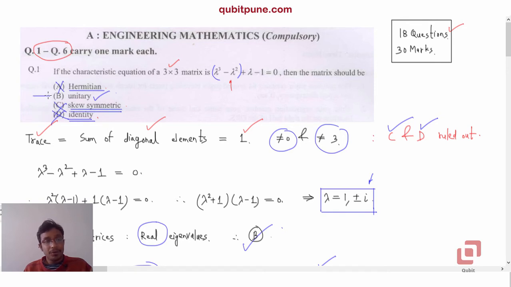So in order to solve this particular problem, you should know the characteristic equation, the polynomial equation, and the nature of the coefficients and the roots, and of course the types of the matrices, and in particular the nature of their eigenvalues. Let's now go to question number 2.